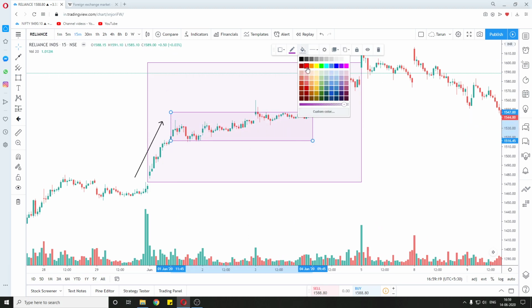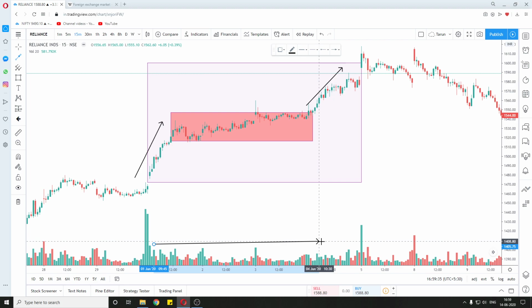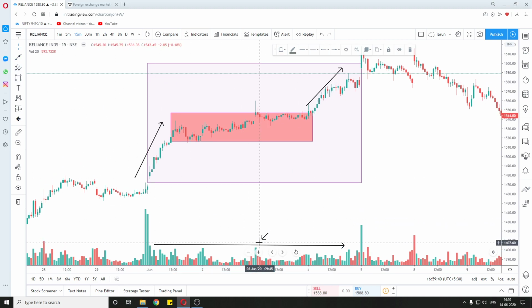Let me color it in a different color. So this is the sideways market, and then we went up again. So this is our analysis for the price. Now we analyze the volume, but the volume is not telling us much because there are a few big candles, this one and these, but there is not much significant information.